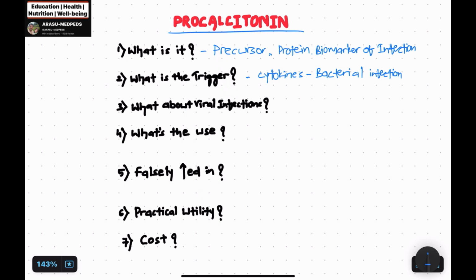Then what about viral infection related cytokines? They are not related to procalcitonin release. That's why whenever the infection is in doubt whether it is because of bacterial or viral infection, we can consider utilization of procalcitonin.